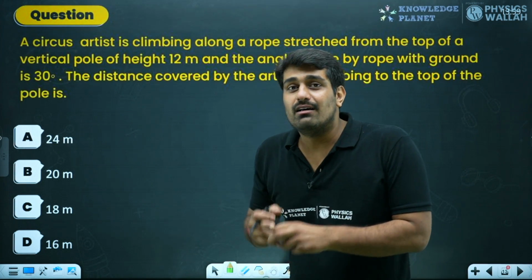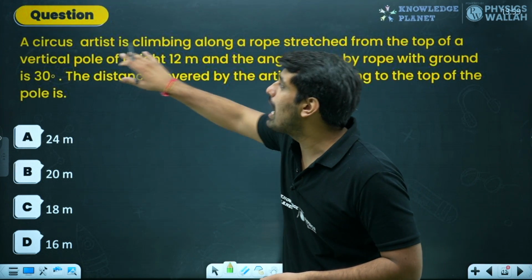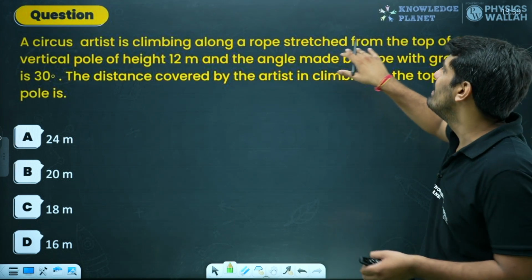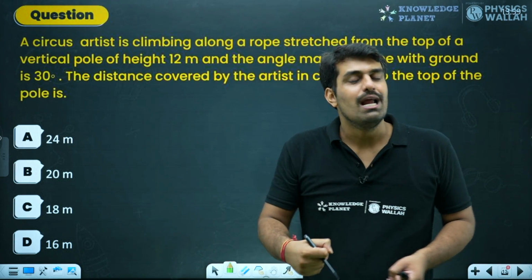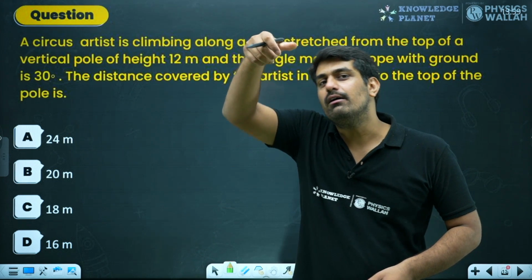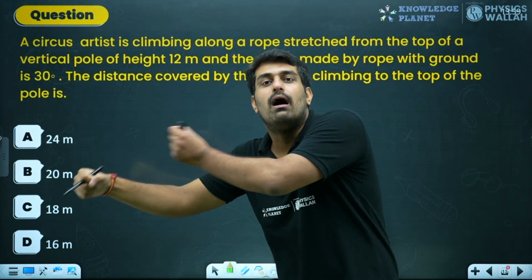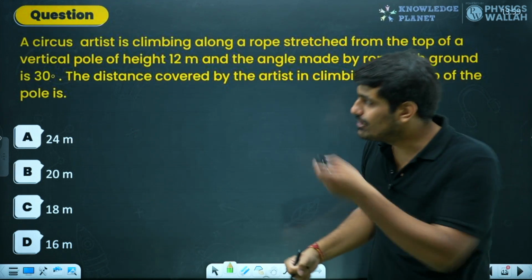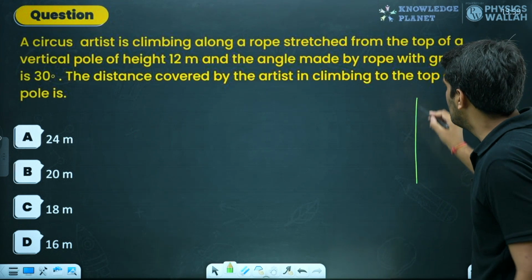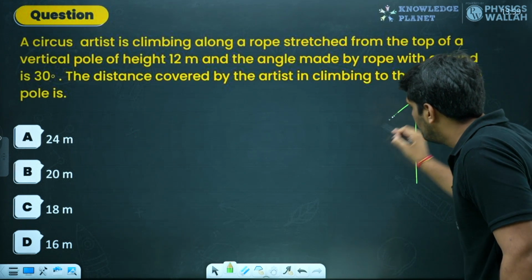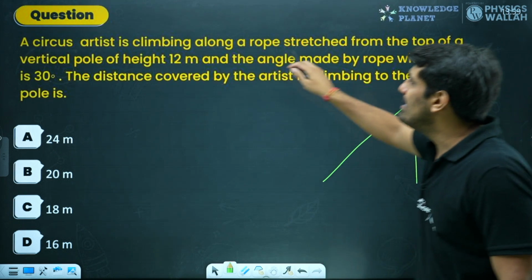This time things seem to be much more magical. A circus artist is climbing along a rope stretched from the top of a vertical pole. There is a vertical pole and now they have tied a rope over there and then elongated that rope, and along that rope a particular person is climbing. So let's draw it over here. Here we have a vertical pole, and along that pole we have tied up a rope like this. They say the circus artist is climbing along that rope.